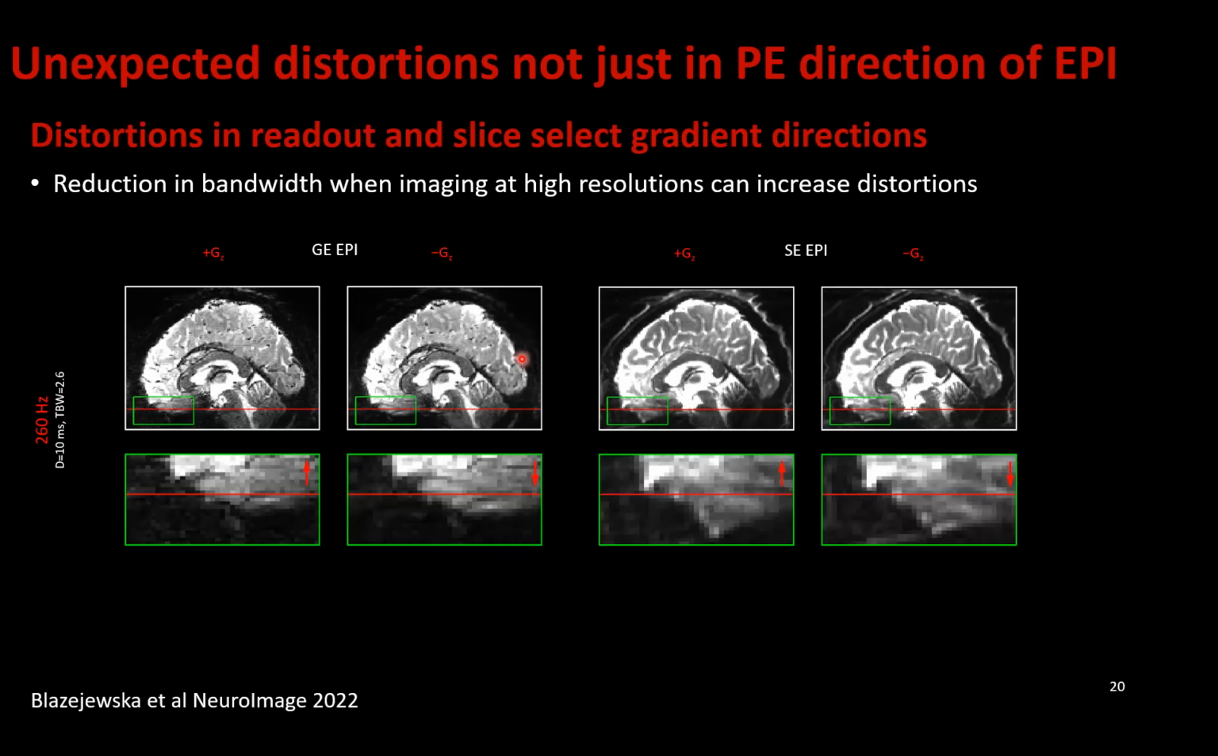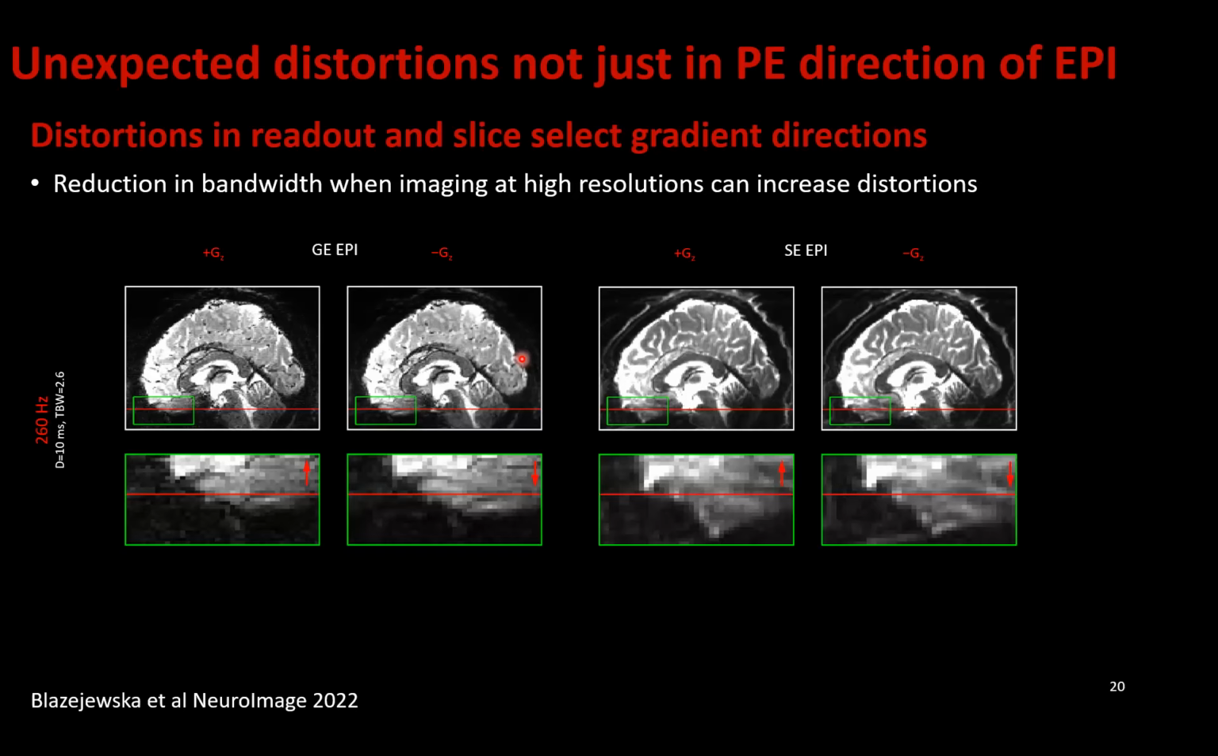Now comes the last part of my talk. I'll be quick. There are unexpected distortions, not just in the phase encode direction. When you increase your resolution, you can imagine a reduction in bandwidth is pretty common. And in those cases, you're going to see distortions not just in phase encode, but in readout and slice select as well.